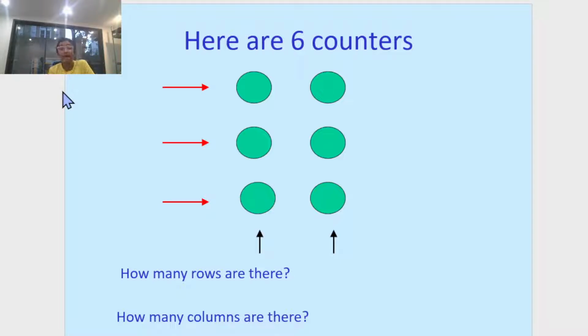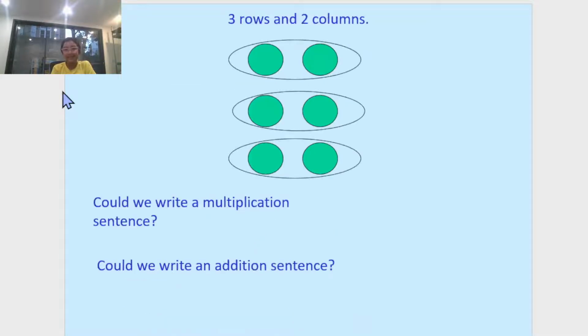Here are 6 counters. How many rows are there and how many columns are there? So let's count together. 1, 2, 3 rows, and 1, 2 columns. 3 rows and 2 columns. We're correct. 3 rows and 2 columns.